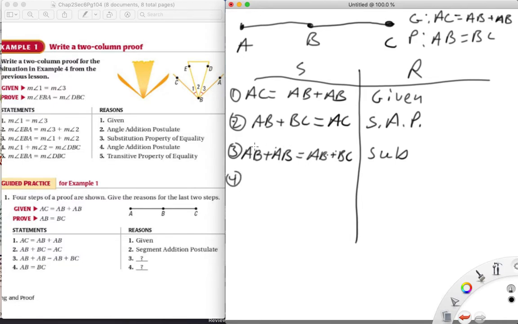Then the last thing we do: notice there's AB on both sides. So I can subtract AB on both sides and I get that AB is equal to BC. That's because of the subtraction property of equality, which says that I can subtract the same thing from both sides and equals remain true. Yeah, so that's that one.